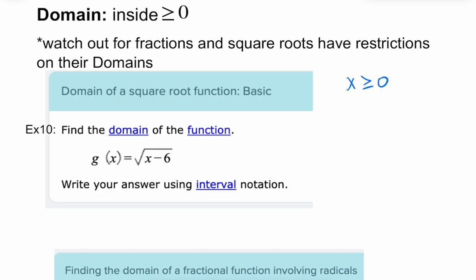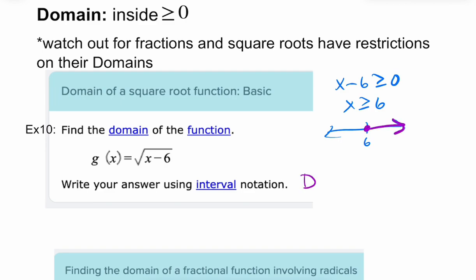Take the inside, x minus 6, and set it greater than or equal to 0. That's why we practice solving inequalities, because now you just solve for x, and we have the domain. Now, it might not be in interval notation, but we have the answer, okay? So we would add 6 to both sides. So it's just all x values greater than or equal to 6. On the number line, we know what that means. Colored in, shade to the right.